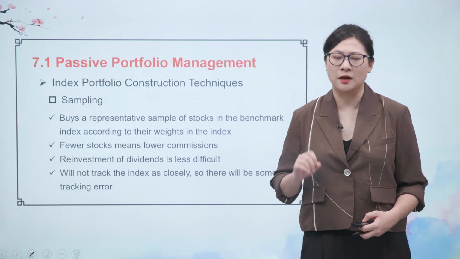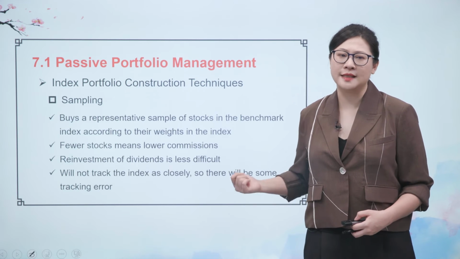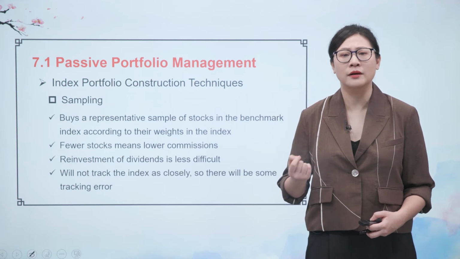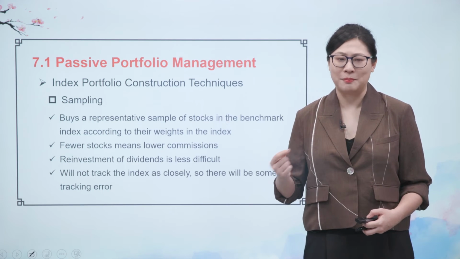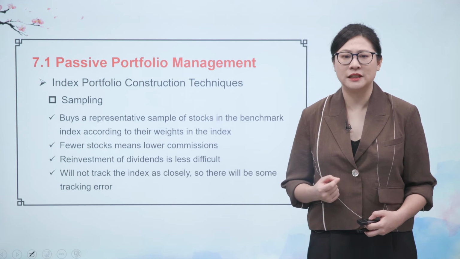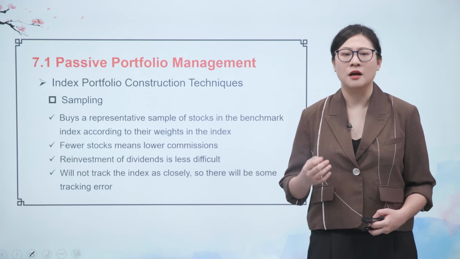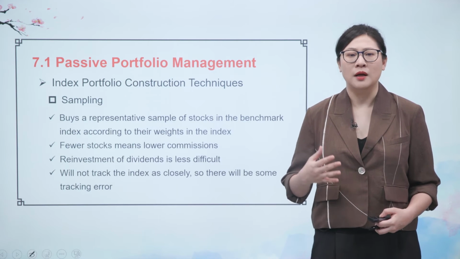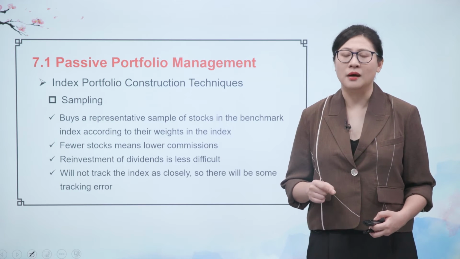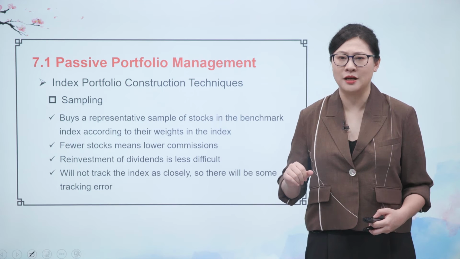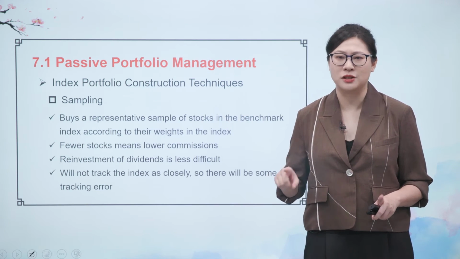So the advantage of sampling is you can avoid holding a large number of stocks in your portfolio. The second point is fewer stocks means lower transaction commission. So that's the opposite of full replication. And reinvestment of dividends is less difficult because you hold fewer stocks in your portfolio. And finally, sampling will not track the index as closely, so there will be some tracking error because it is not full replication, and there will be some difference between your portfolio and the benchmark portfolio.